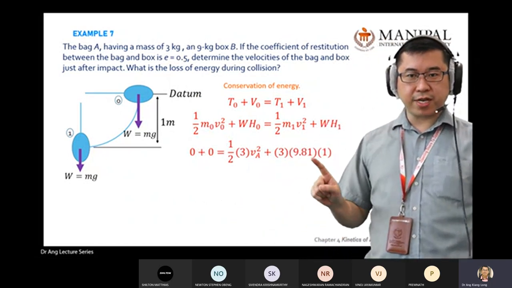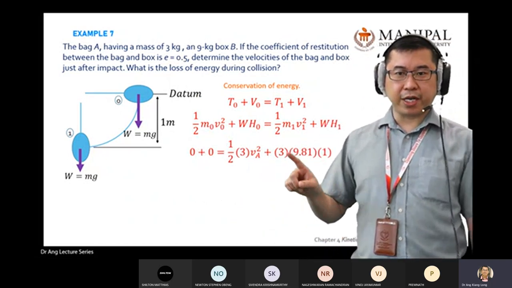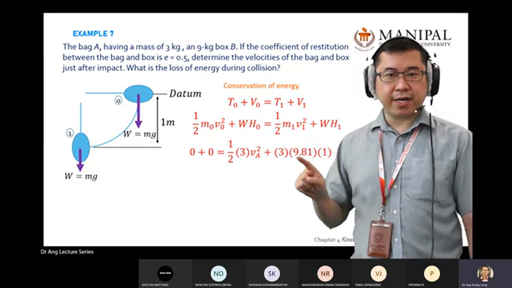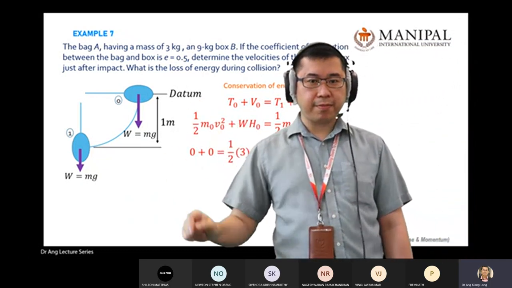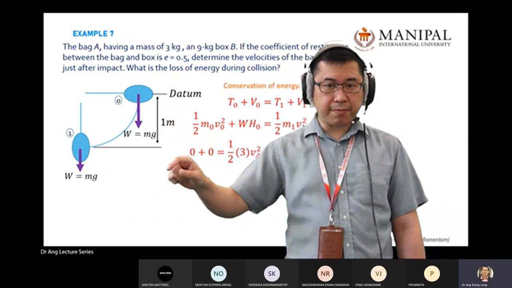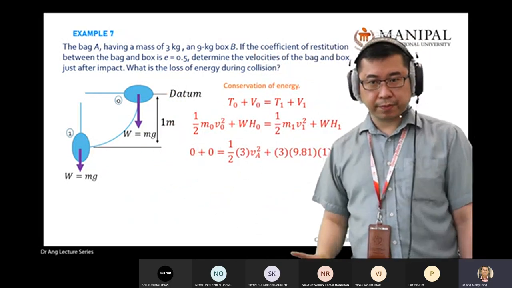mgh: m is 3, g is 9.81, and h is 1. How do I get 1? I measure from the datum, it is 1. Okay.